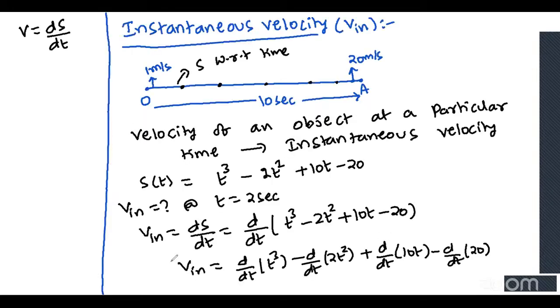That is, instantaneous velocity means the velocity of an object at a particular instant of time. Sometimes they will give position also, because velocity is a function of time and position. As position differs, velocity will differ, and as time differs, velocity will change.